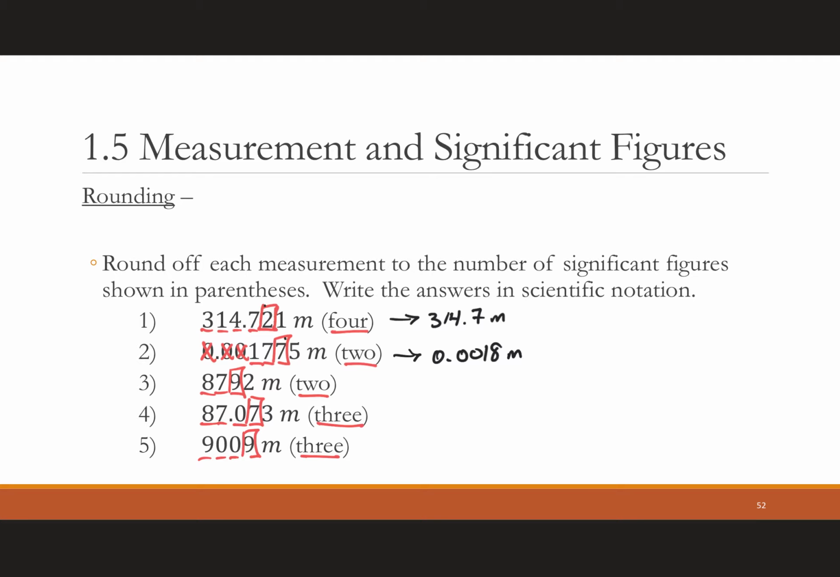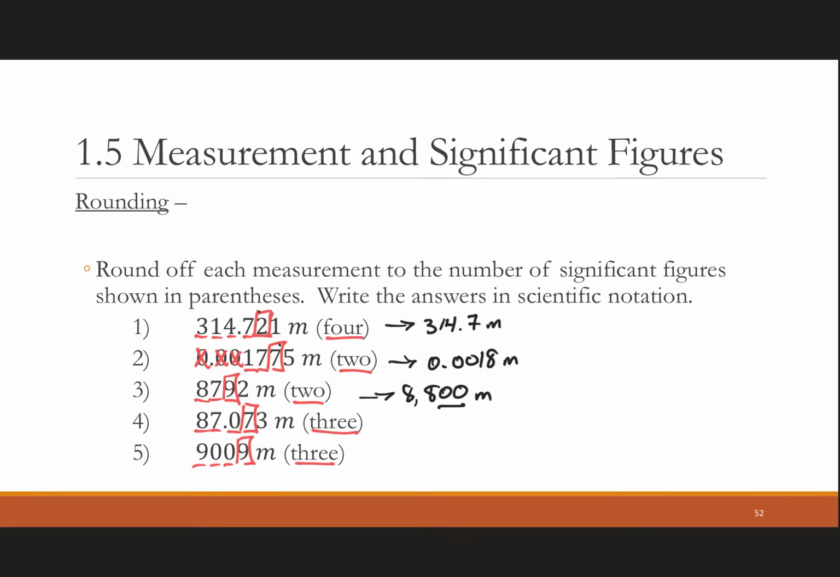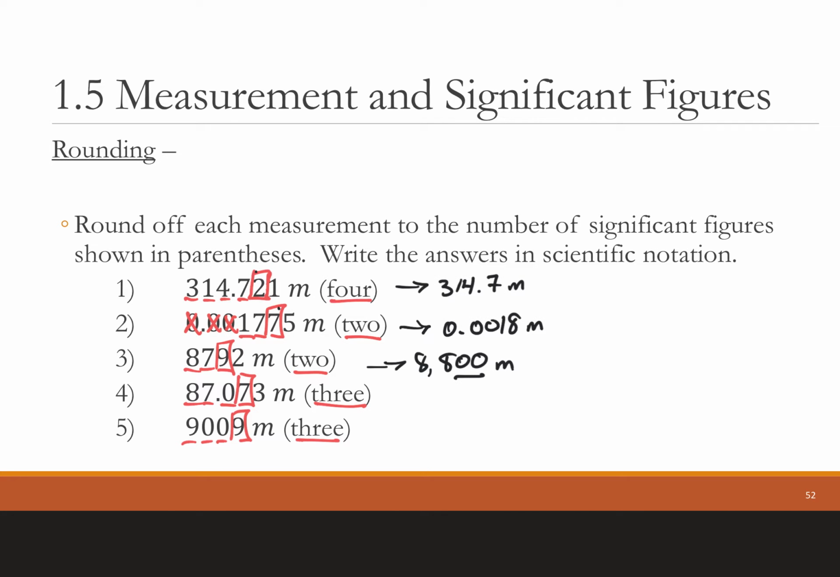For the 3rd number, you have 8792. The 9 causes it to round up, so it becomes 8,800 meters. All right. Now, we do keep the zeros in, because they're in the whole number place values. They're not in the decimals like the previous two examples. If we took off the zeros, it would be 88 meters, and 8,792 is clearly not anywhere near 88 meters.